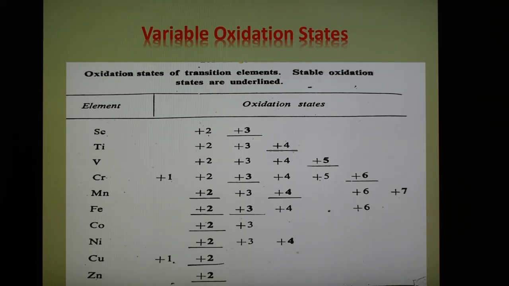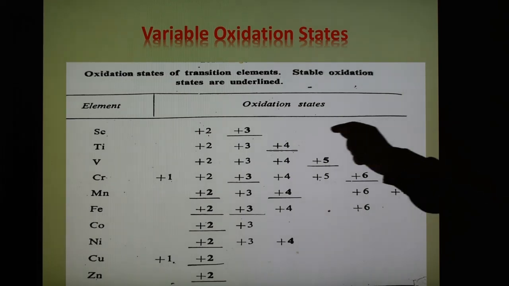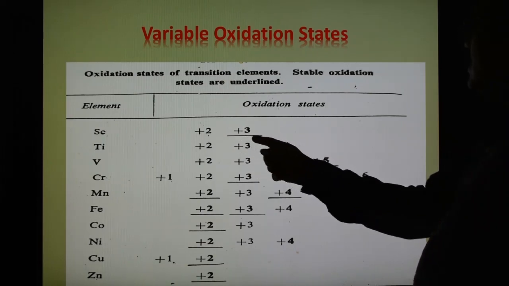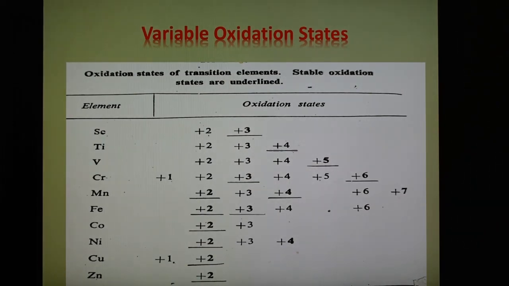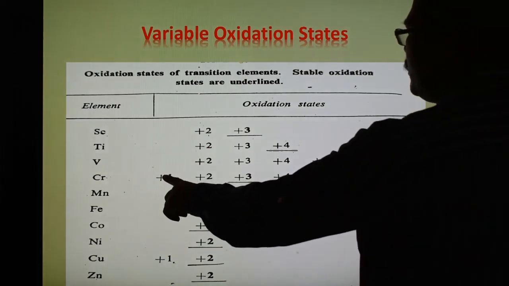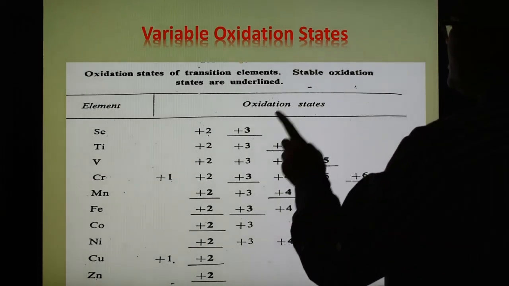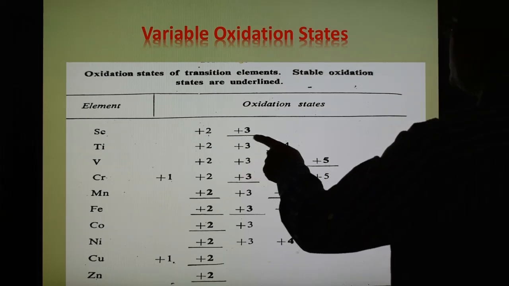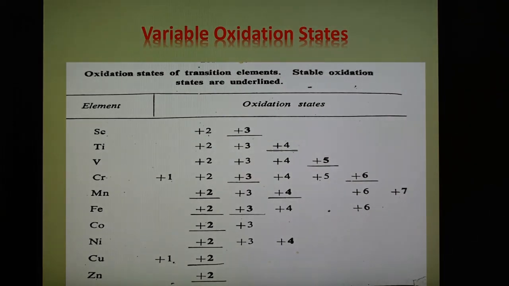The second important point is that some oxidation states are stable and some are unstable. The oxidation states which are underlined here are the stable oxidation states, and those which are not underlined are the unstable oxidation states. So the first point is the minimum and maximum oxidation state, and the second important point is that the underlined oxidation states are stable and those not underlined are unstable.